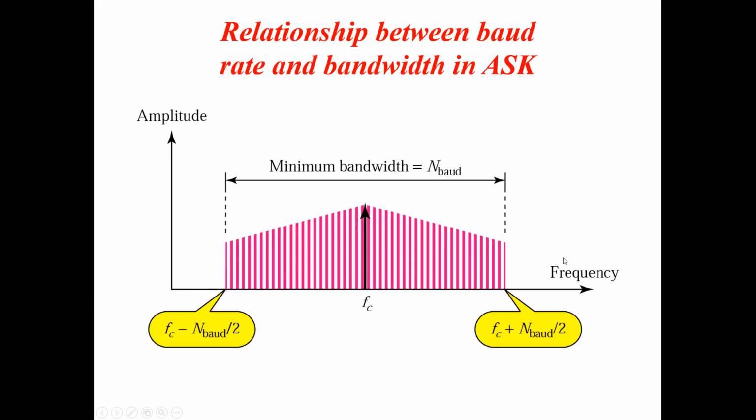So the relationship between baud rate and bandwidth in ASK: this is the amplitude, this is the frequency. Minimum bandwidth equals N baud. This is the FC, given by FC minus N baud by 2, and here it is FC plus N baud by 2. Frequency of the modulation, relationship between baud rate and bandwidth in ASK.